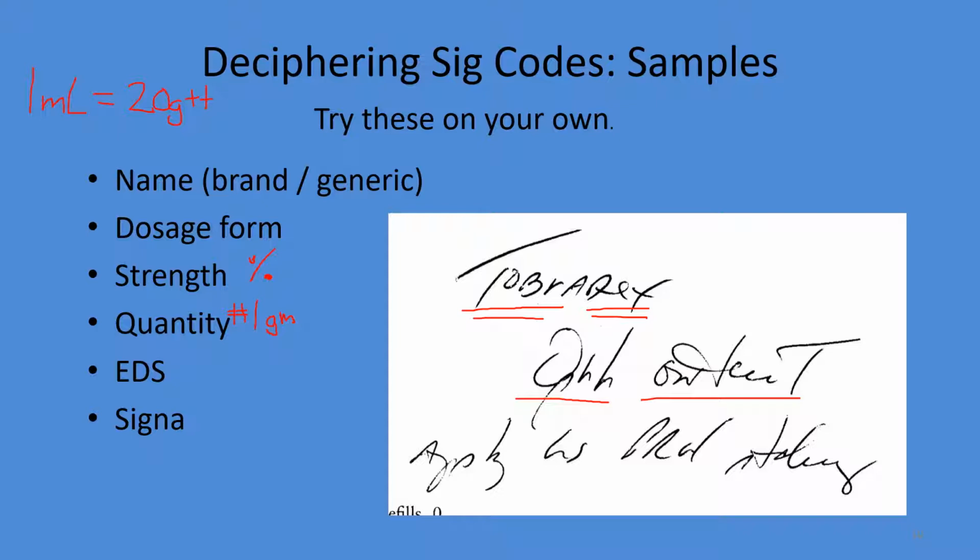EDS, if it's an ointment or cream, we're going to assume they use 1 gram per dose. And that's just for class, because sometimes you just use a little, sometimes you use a lot. But for us in class, just assume they use 1 gram per dose. Apply to the affected area every night as needed.